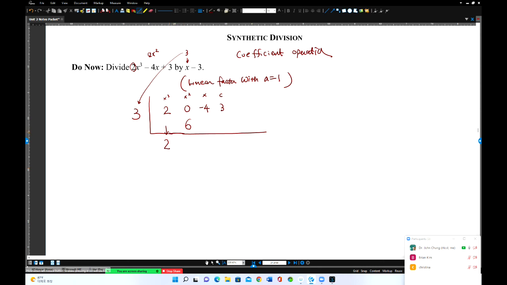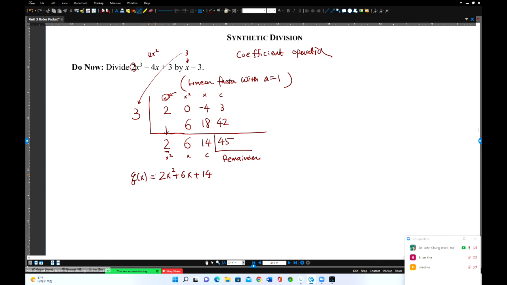But synthetic division is different from long division. In long division, you need to subtract, but in this one, it is addition. That's the difference. 0 plus 6, not 0 minus 6, okay? Always a plus. Now, same as before, 3 times 6 is 18, and plus negative 4 is 14. 3 times 14 is 42, and plus 3 is 45. The last number is the remainder. The other numbers: it was x cubed before, but divided by a linear factor, the quotient starts with the coefficient of one degree lower, x squared. This is the x squared term, this is the x term, and this is the constant term. So what is the quotient? 2x squared plus 6x plus 14 is the quotient.